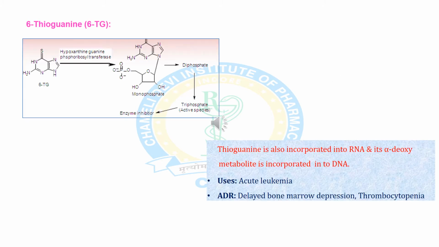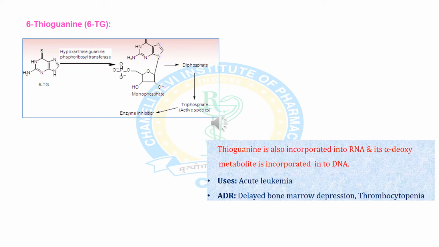Next drug is 6-thioguanine. It also comes under 6-mercaptopurine because it also contains the purine ring in its structure. So whenever this 6-thioguanine reacts with hypoxanthine-guanine phosphoribosyltransferase, it will generate monophosphate, then diphosphate, then triphosphate, which is the active species, then enzyme inhibition.